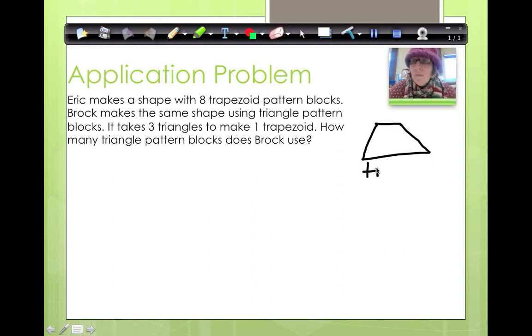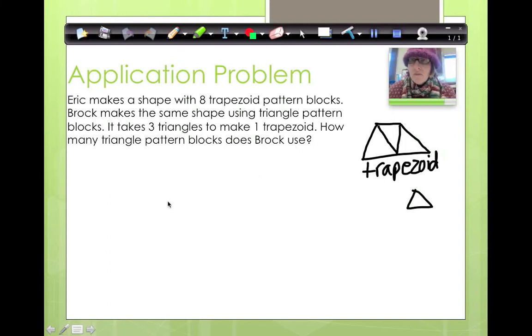Okay? So, this is the red ones, the red pattern blocks. Okay, so he makes a shape with 8 of these. Brock makes the same shape using a triangle pattern block, and those are the green ones. It takes 3 triangles to make one trapezoid. Oh, it does? Well, if you can remember from kindergarten, when you put your triangles on your trapezoid, 1, 2, 3, sure enough, it does take 3 green ones to cover the red trapezoid. How many triangle pattern blocks does Brock use?